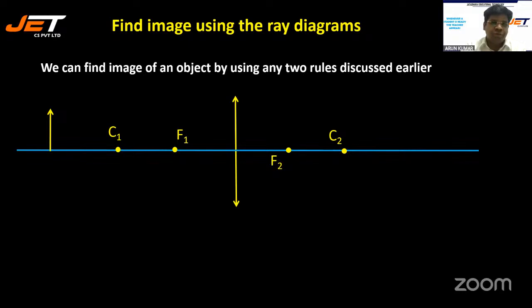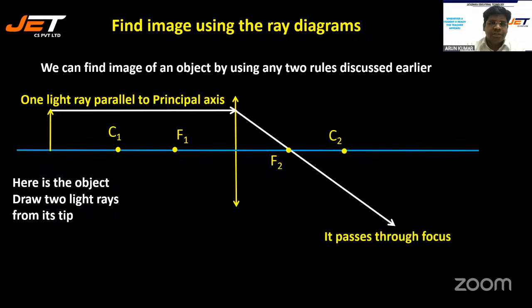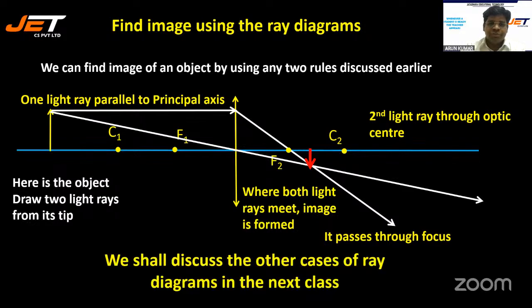All right. Now let's go for the tracing of this shown image, yellow arrow. Here's the object. Draw two rays from the tip. One is parallel to principal axis. The other is through the optic center. So the intersection of these two is my image. Red color inverted arrow is my image. So what are the properties of this image? What are the characteristics of the image?